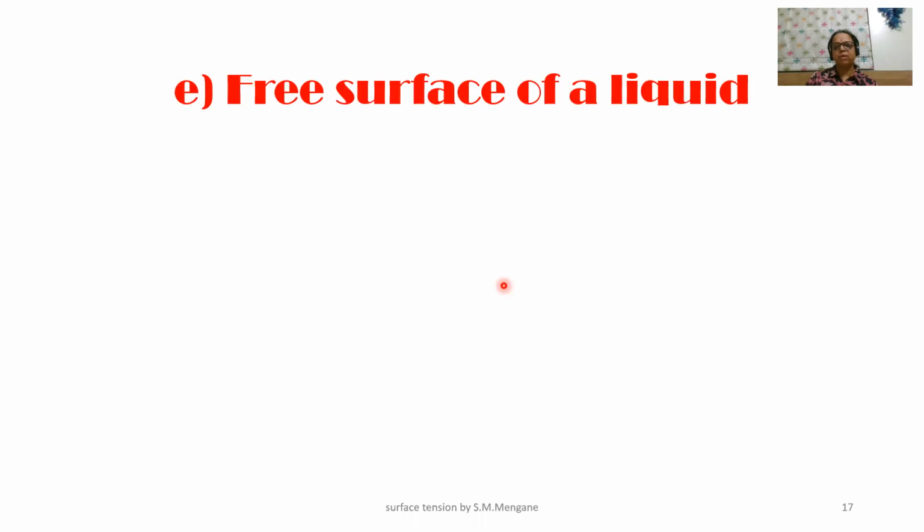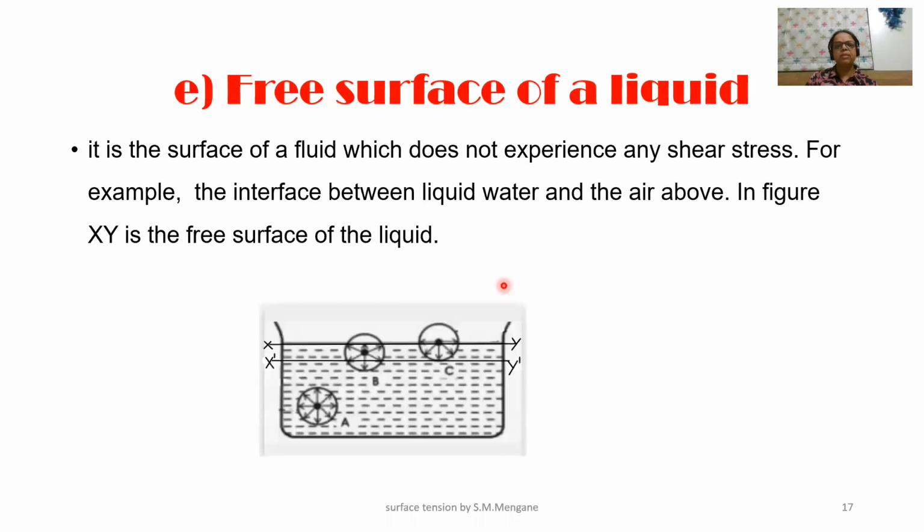Free surface of a liquid. This XY is a free surface. Now see its description. It is the surface of a fluid which does not experience any shear stress, for example the interface between liquid water and the air above. Means the interface between liquid and air is called the free surface of the liquid. In the figure, XY is the free surface of the liquid.